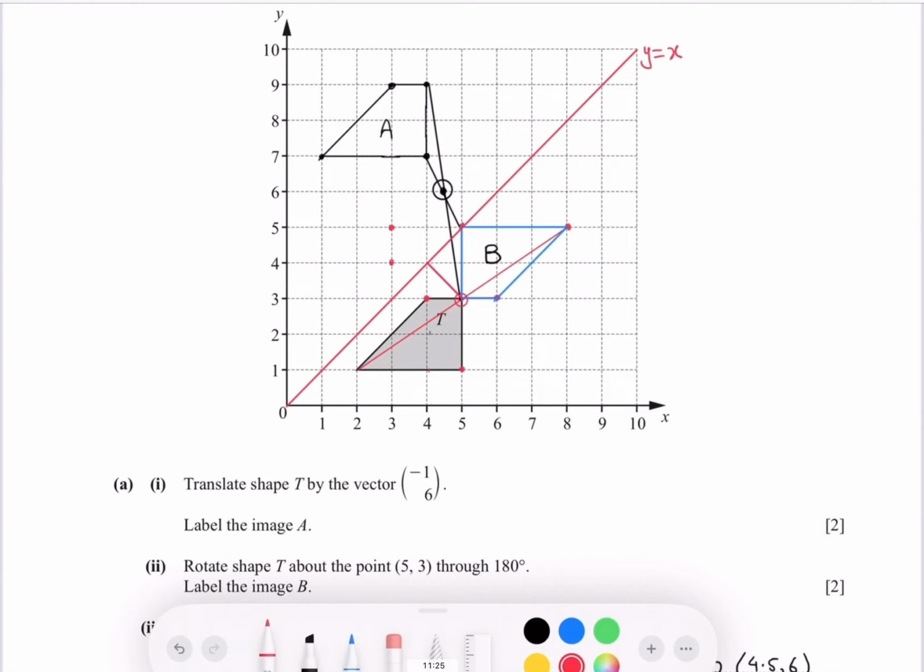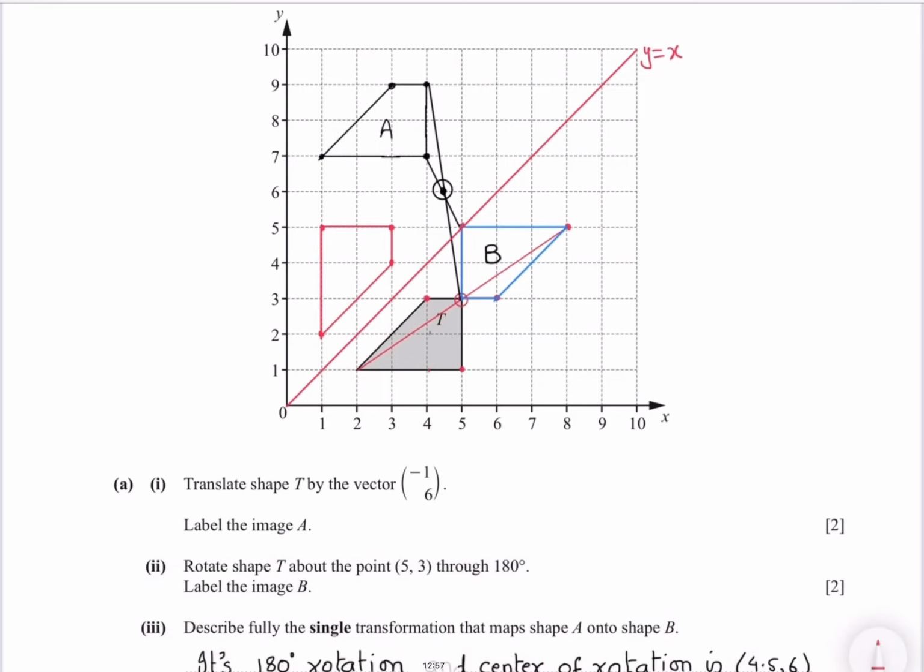Now this vertex is one full diagonal away from the mirror line y is equal to x, so it is one diagonal away on the other side. So this is two diagonals away, so mark a point two diagonals away on the other side. This is half diagonal away, so half diagonal away. So that's how you can reflect any figure in the y is equal to x line. So join these lines so your reflection is completed.